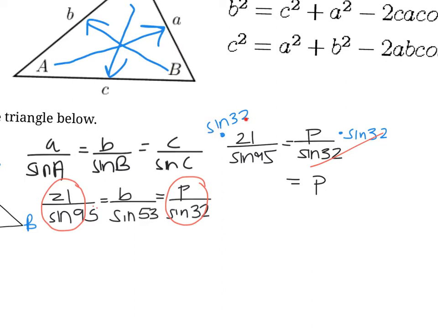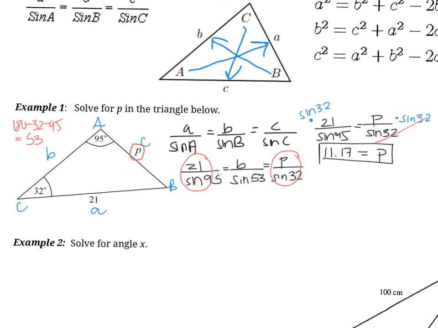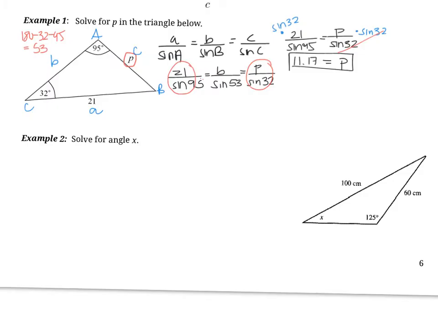We're going to put sine of 32 times 21 divided by sine 95. Actually put this in the calculator to make sure that you get it. Sine 32 times 21 divided by sine 95. And you should get 11.17 approximately. Is that a reasonable answer? Let's take a look at the others. Yeah, that seems reasonable. It's not to scale, but this seems reasonable to what we were given. And we're done. So now we know how to find a side length using sine law.